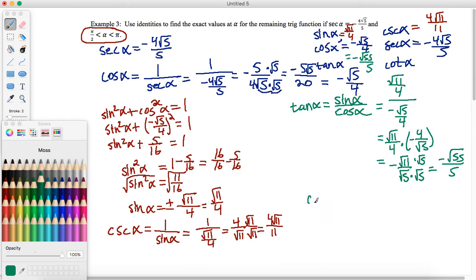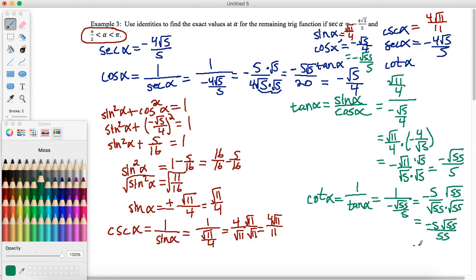And then now that I know my tangent, I can find my cotangent by doing 1 over my tangent of alpha. So that would be a negative 5 over the square root of 55. And so I get negative 5 square root of 55 over 55. If I want to simplify that, 5 goes into 55 11 times, so I get negative square root of 55 over 11. And that is how I can use one trig function and my identities to help me get my other trig functions.